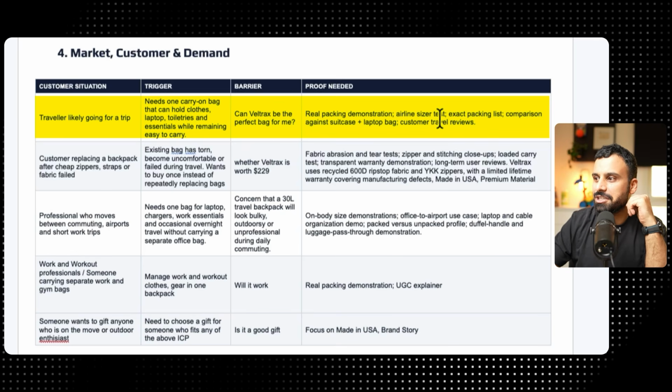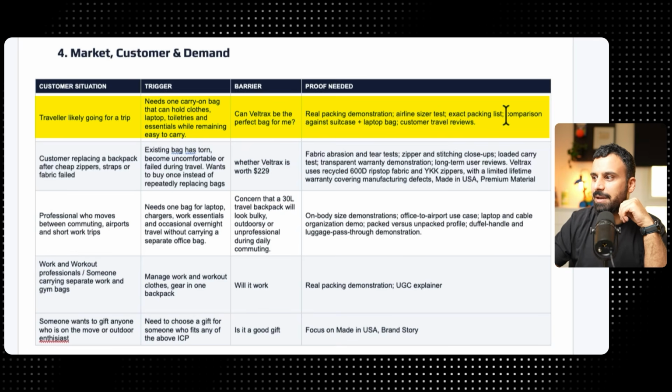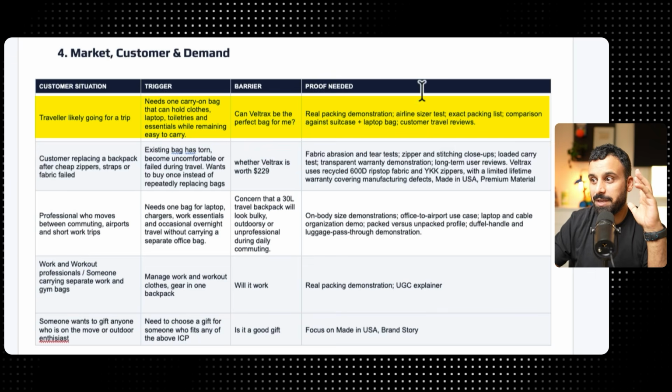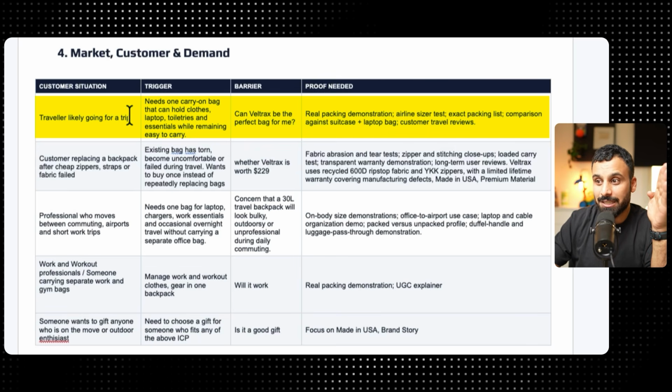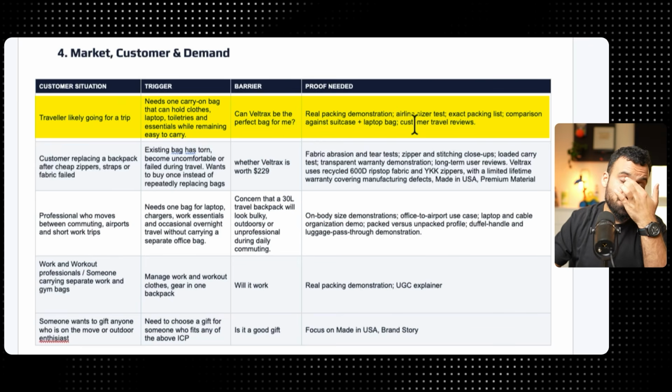Real packing demonstration, airline sizer test, exact packing list. So you show, meaning these are the kind of communication and ads we need to focus on for this situation. You show them a real packing demonstration. Oh, see, so much stuff goes into this bag. Passport, keys, ID cards, one section, this, so many clothes. You can have 3 shorts, 4 t-shirts, 3 socks, whatever, underwear. In this bag, you can have a laptop, earpods, and XYZ.